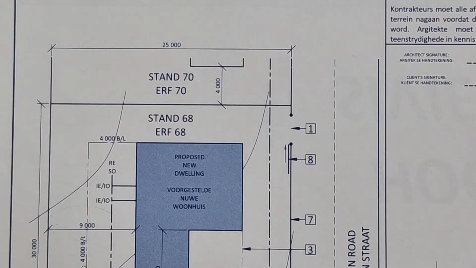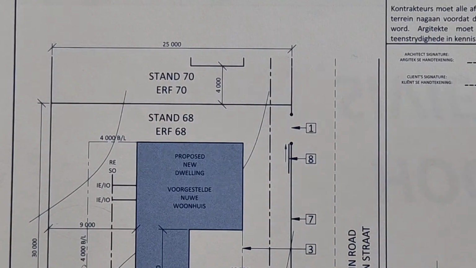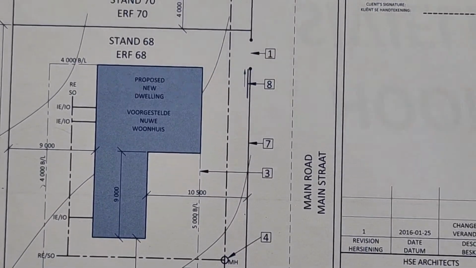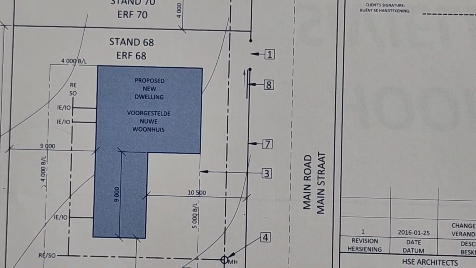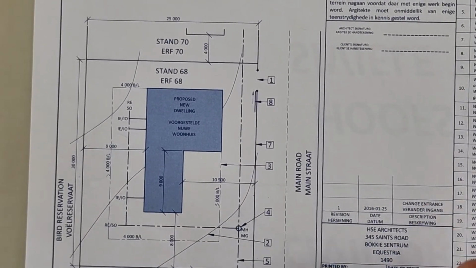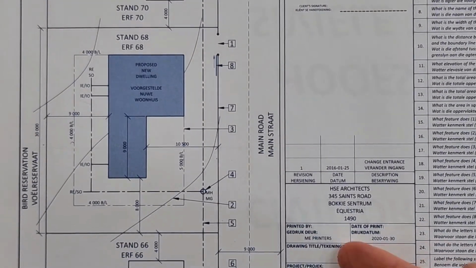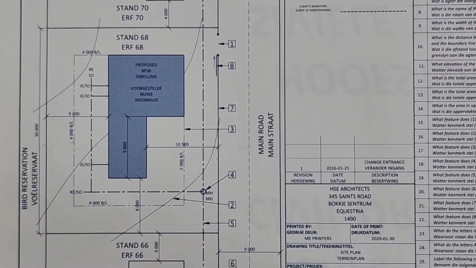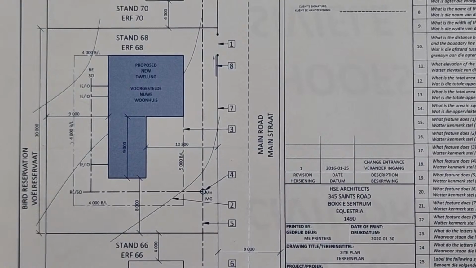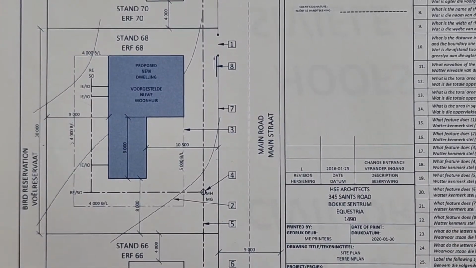So if we now look at the questions, the first one asks what type of drawing is this given? What figure is it? It is a site plan. Thank you very much. Site plan, we got that from the title block. What is the scale of this drawing? 1 to 200, it's there.